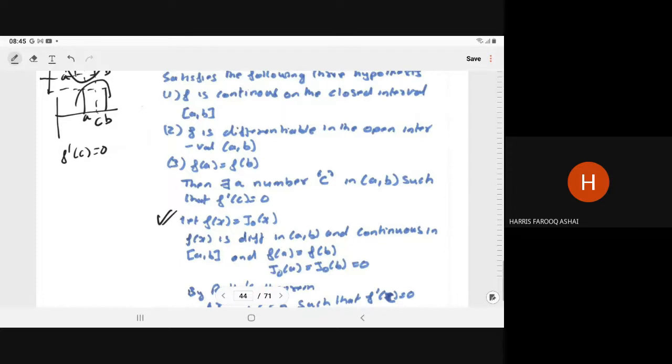All the three hypotheses mean J naught A is equal to J naught B, and both are zeros. Let's say this is the graph of J naught. Let's say this is A, and this is B. At this point, we assume that J naught A is equal to J naught B is equal to 0, meaning f(A) is equal to f(B) is equal to 0. Right?